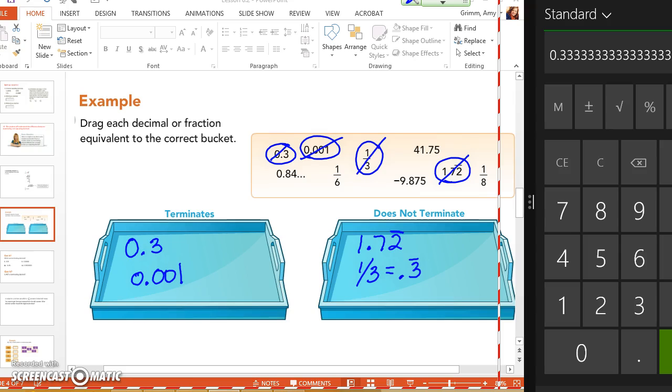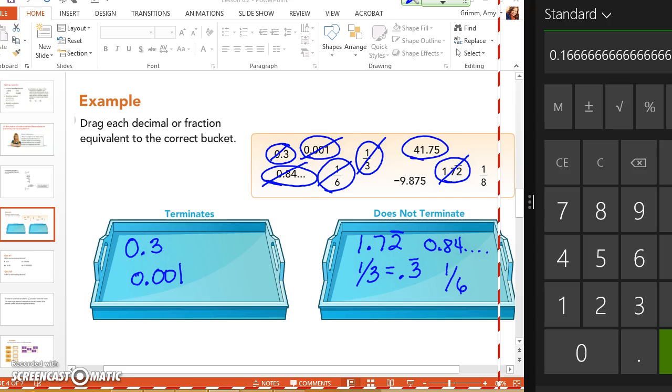Could you guys do the next ones and put them up there? When I look at this one right here, it would not terminate, right? Because it has the dots, even though I don't like the way they put that on there. This one would not terminate. It would go on. What about 1/6? Does not. So we're going to put 1/6 here.